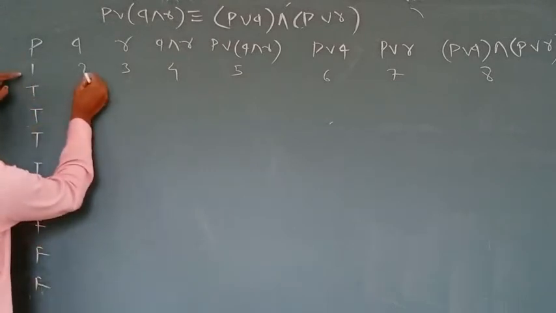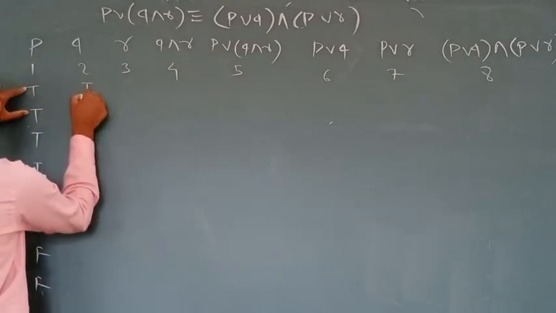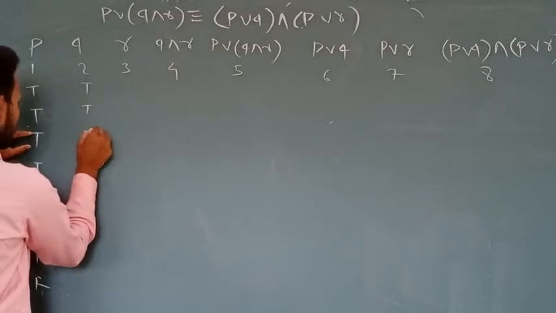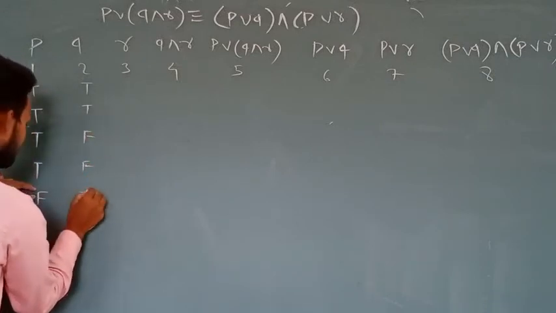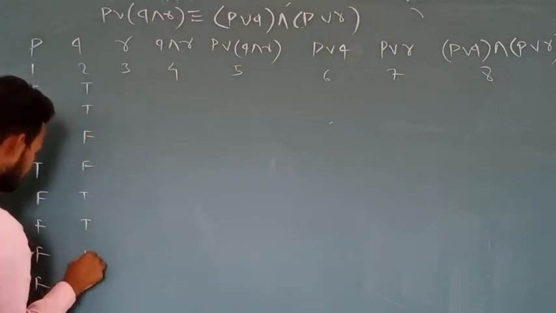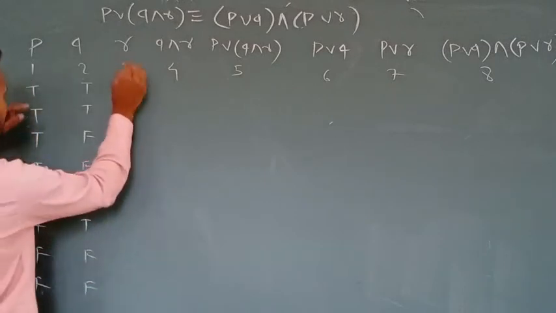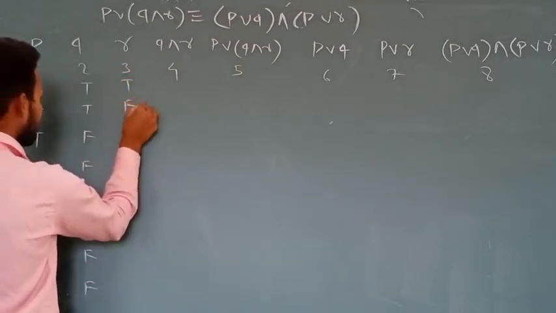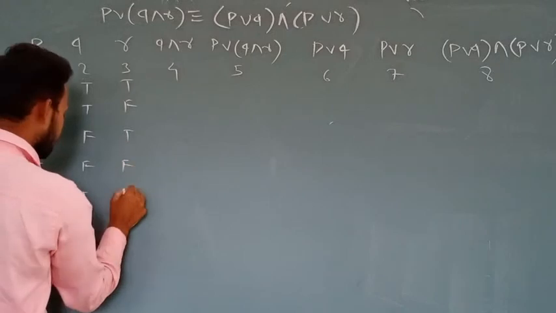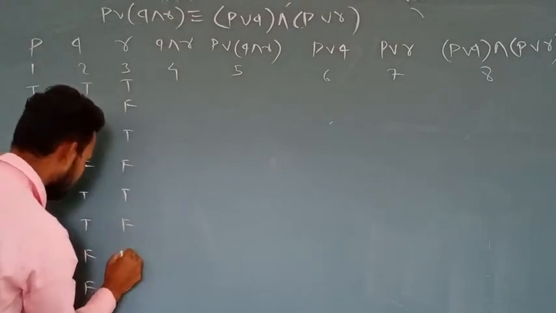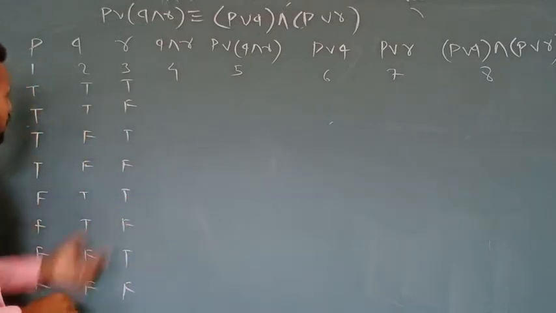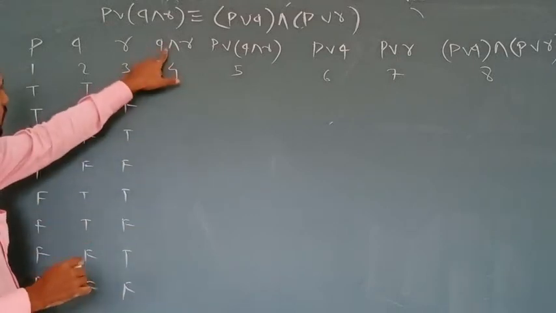Then the second column: 2 times T, 2 times F, 2 times T, then 2 times F, 2 times F, again 2 times T, again 2 times F. And in the last column, first T, second F, first T, second F, first T, then again second F, then T, then F. We get this. Now the fourth column, what?